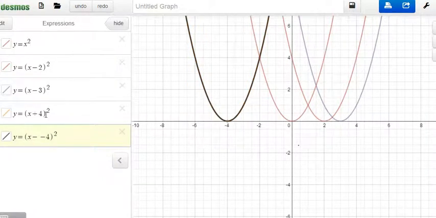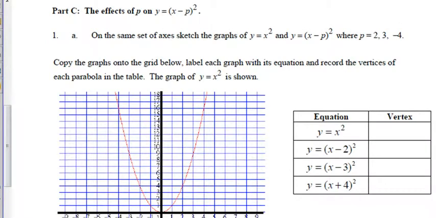Okay, so we can see it in both forms, right? And realize that stuff's going places. Equation. So where is the vertex of y equals x squared? 0, 0. Where is the vertex of y equals (x minus 2) quantity squared? 2, 0.